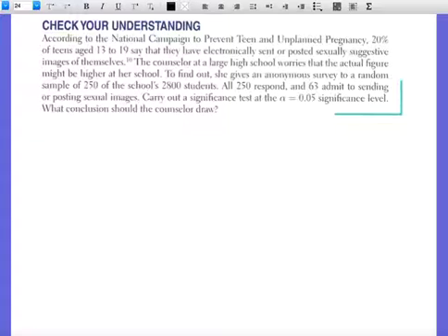All right, check your understanding. According to the National Campaign to Prevent Teen and Unplanned Pregnancies, 20% of teens aged 13 to 19 say that they have electronically sent or posted sexually suggestive images of themselves. The counselor at a large high school worries that the actual figure might be higher at her school. To find out, she gives an anonymous survey to a random sample of 250 of the school's 2,800 students. All 250 respond, and 63 admit to sending or posting sexual images. Carry out a significance test at the alpha equals 0.05 significance level. What conclusions should the counselor draw?